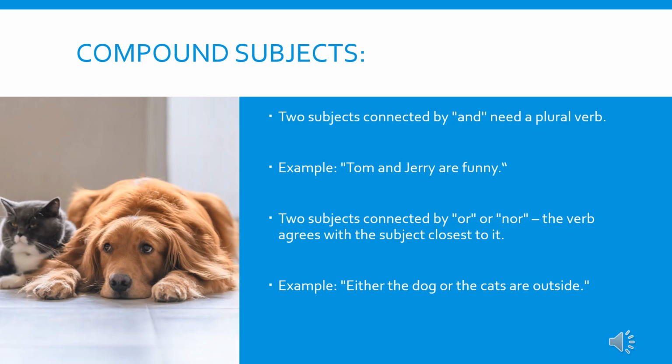When two subjects are connected by and, they form a plural subject and require a plural verb, as in Tom and Jerry are funny. However, if the subjects are connected by or or nor, the verb agrees with the closest subject, so either the dog or the cats are outside.